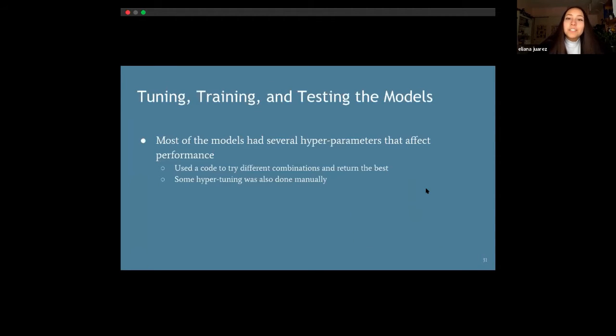Next came the tuning, training, and testing of the models. So before we did this, most of the models had several different hyperparameters that can affect performance. So we used a code to try different combinations and return the best ones. And we also did some of this hypertuning manually.